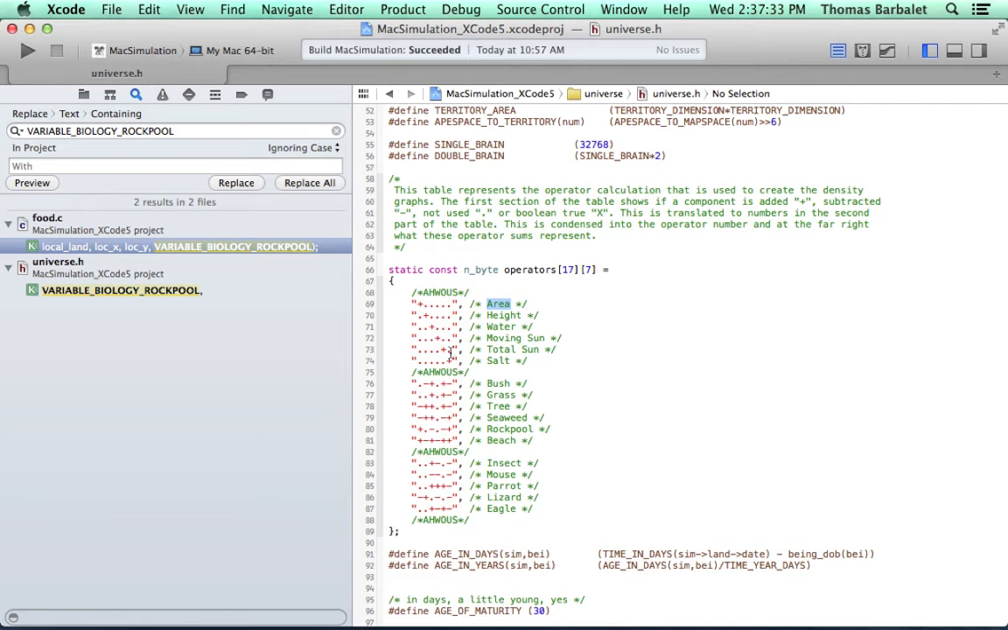So, for example, if there was a slight tilt in the land, it would be greater than the square size. So at points of really steep slopes, for example, the area would be very large, whereas when it was flat, it would be at its least point, basically. The height of the land, whether or not there's water at the land, the moving sunlight, which is sunlight at a particular time, the total sunlight, which is sunlight calculated over time, and also the salt content.